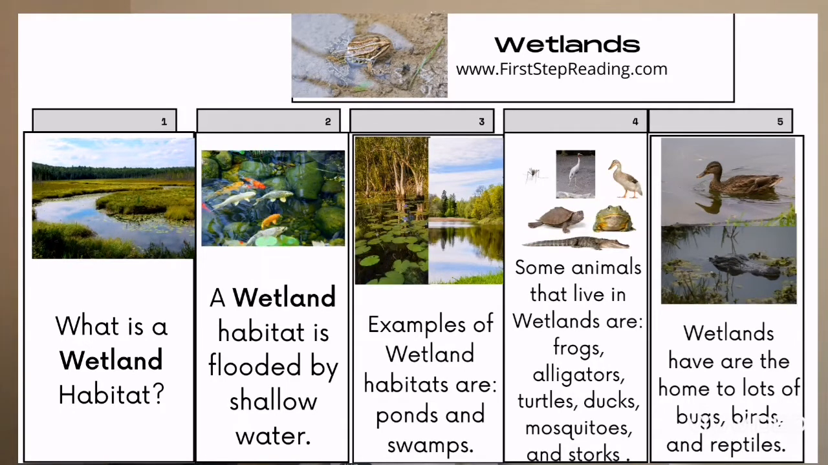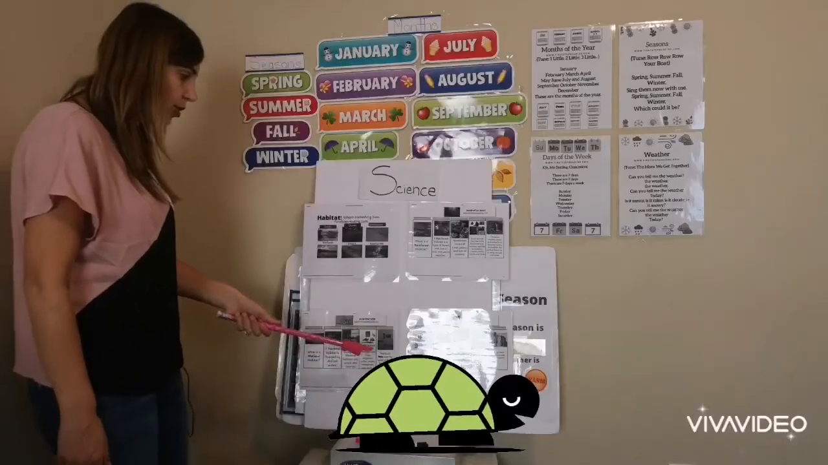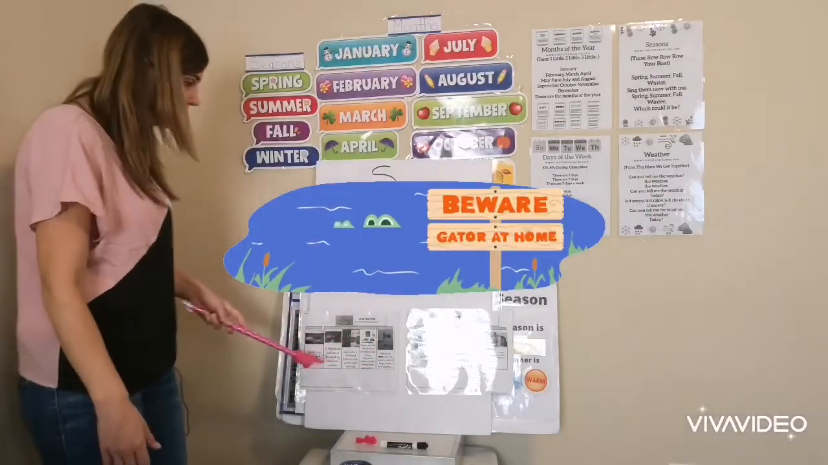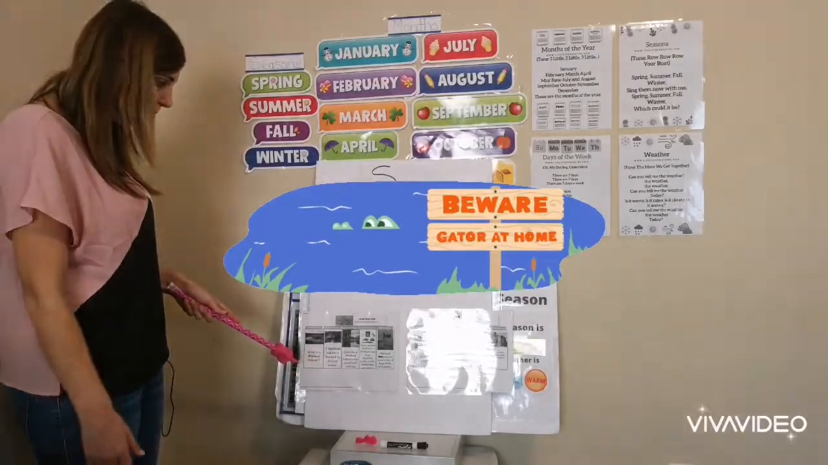Reptiles are animals that are cold-blooded, which means that the weather affects their temperature. Not like us, we're warm-blooded. So reptiles need to lay in the sun to get heat, and to cool off, they bury themselves under the soil. So there's reptiles like turtles and snakes in wetlands, and alligators in some wetlands if it's a swamp.